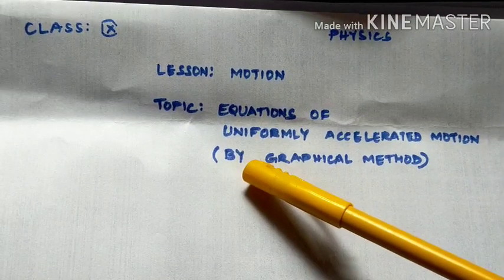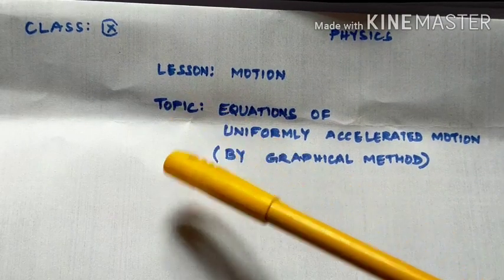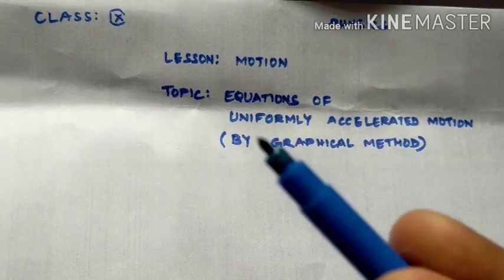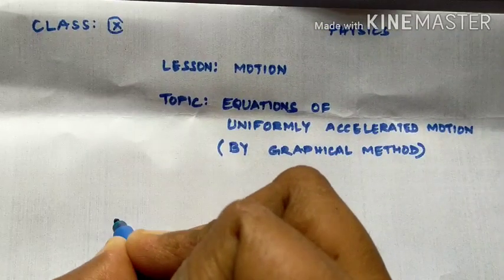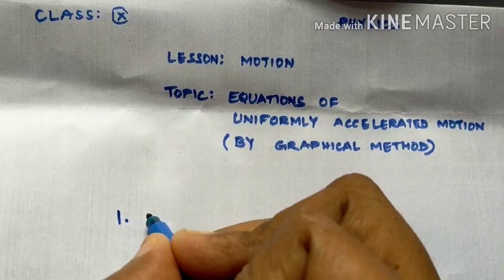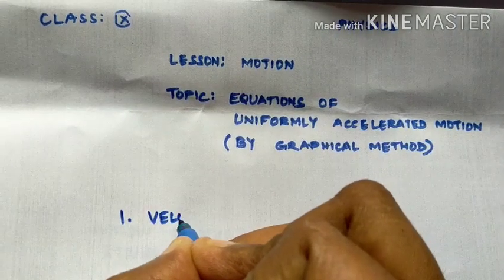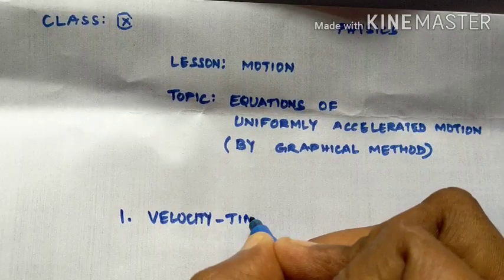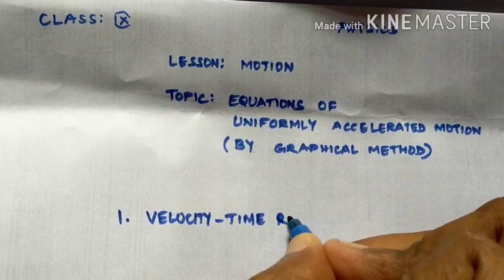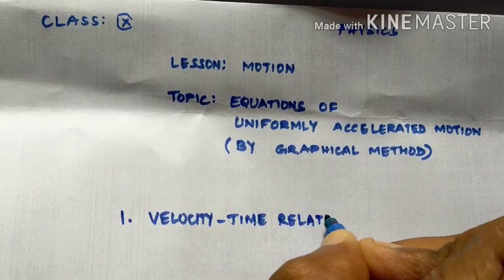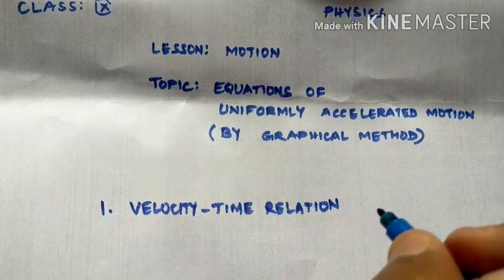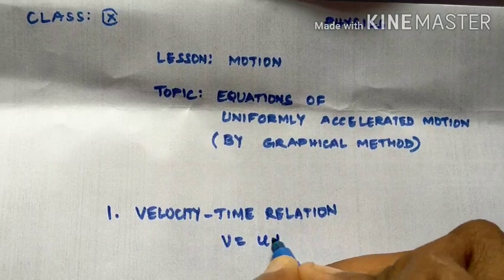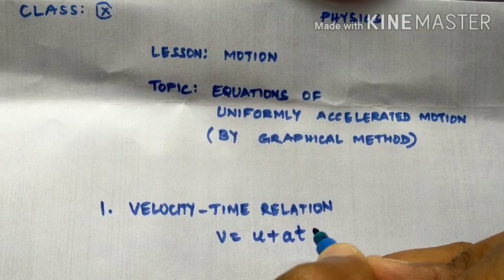Now before we discuss the actual method of deriving these equations, we need to know what the equations of motion are. So there are in total 3 equations of motion. The first is called velocity time relation. So velocity time relation is v equals u plus at.